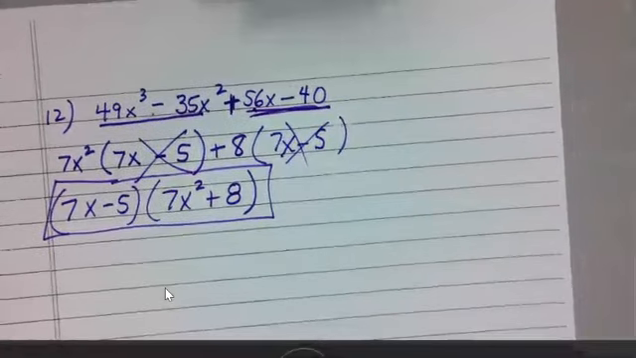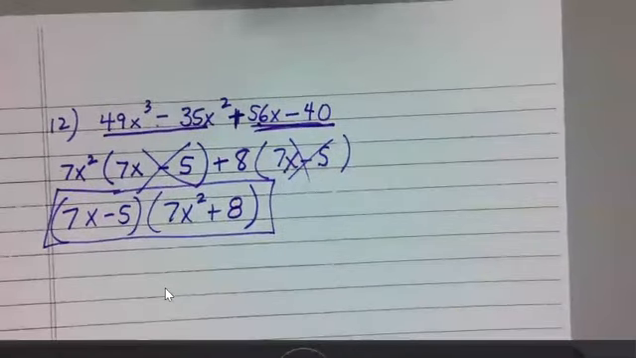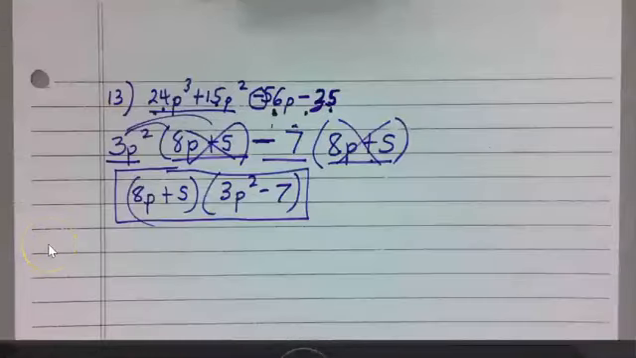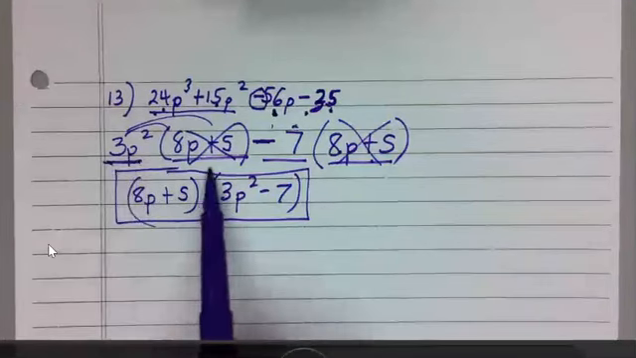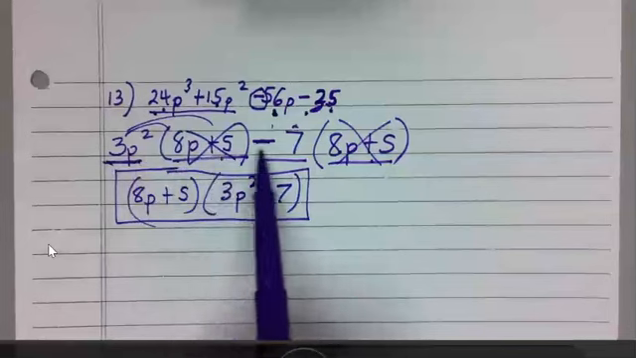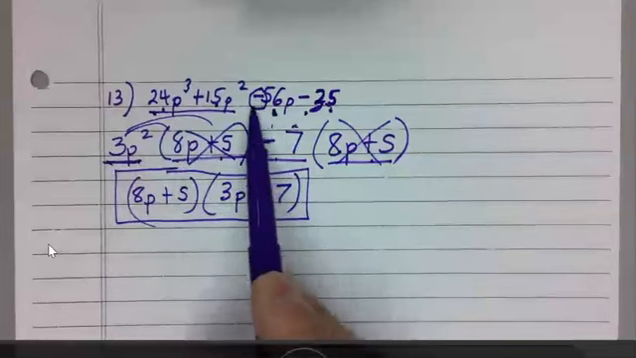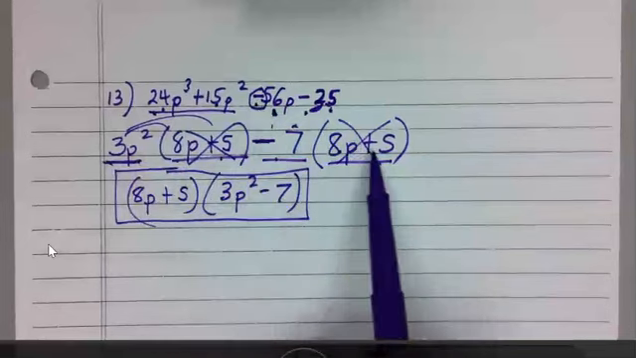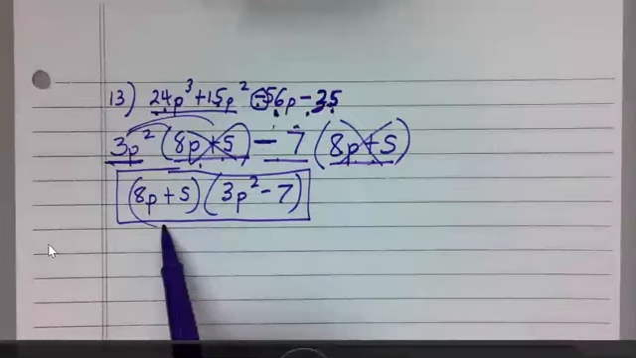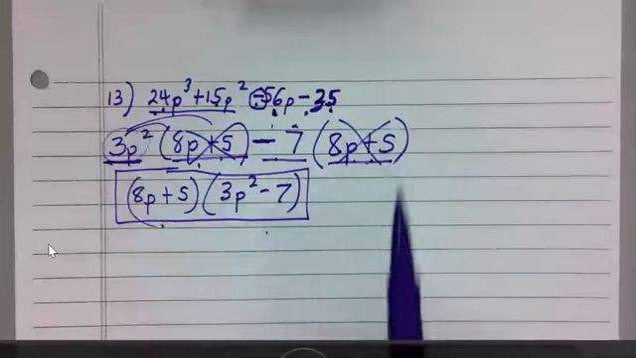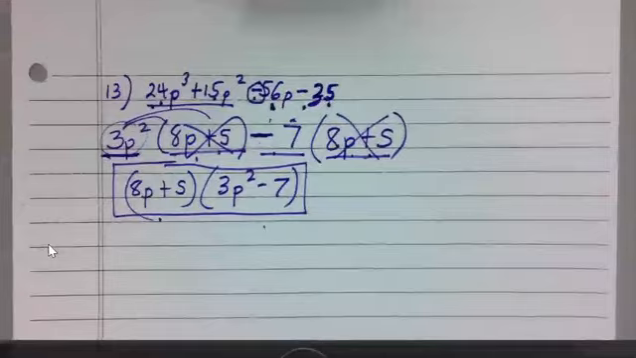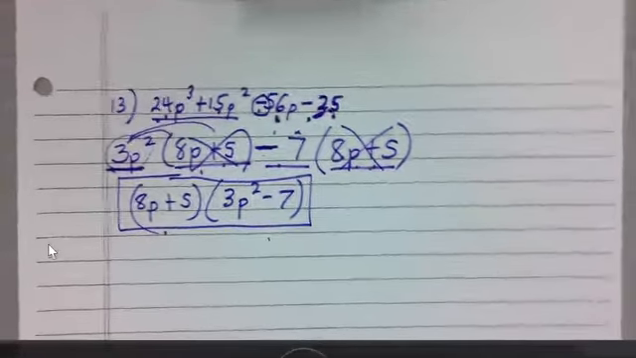Okay, look at 13. Okay, so I factored out 3p squared and end up with 8p plus 7. Factor out a negative 7. Always take a negative out when that leading coefficient's negative. These two are the same. Factor them out, and then these two are left over. There's 13. Last one.